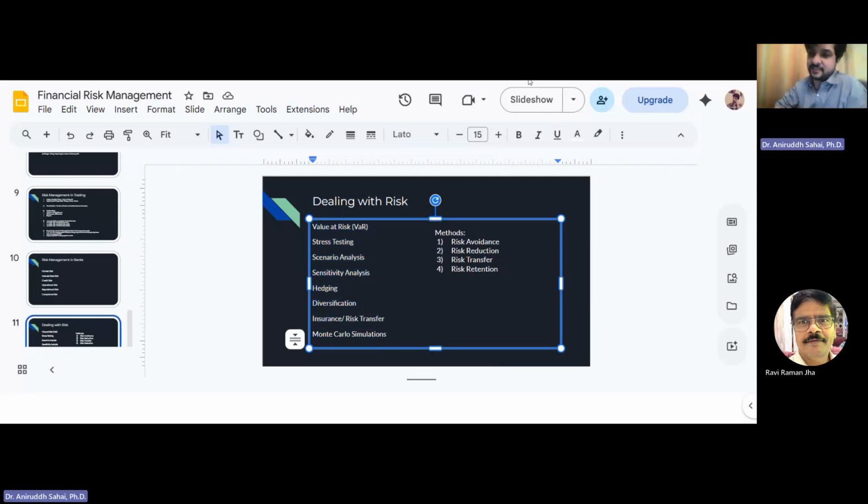Insurance or risk transfer. This is one more method to deal with risk. Very simple way. Simply pay a small premium, pay a small fee to the insurance company, and your risk will be taken care of by that other enterprise.